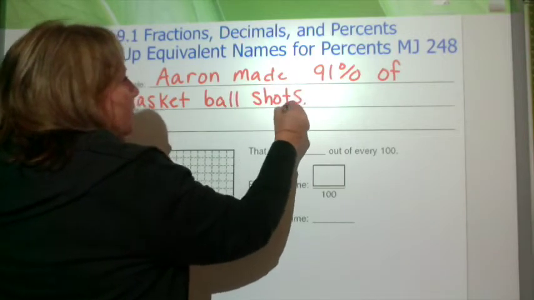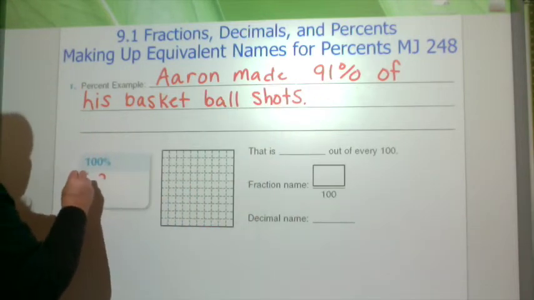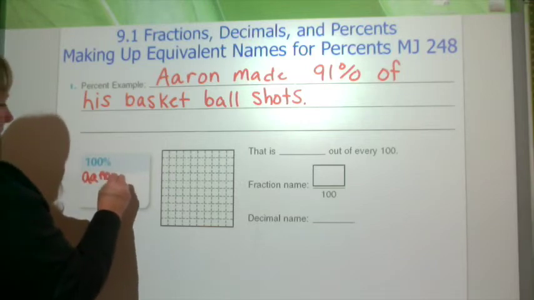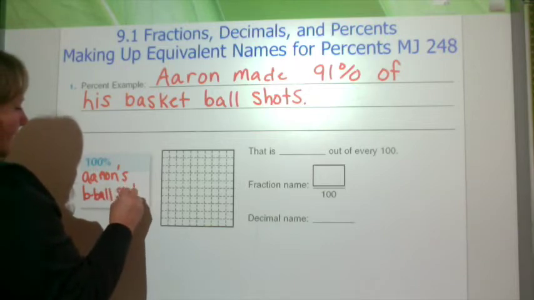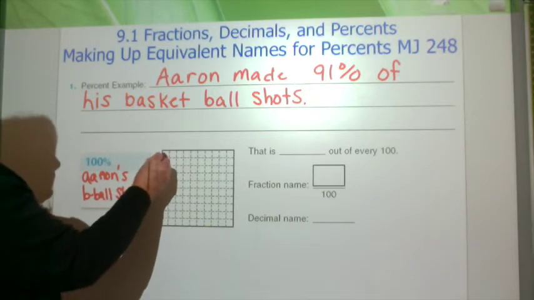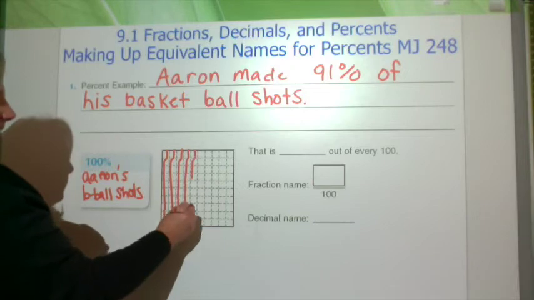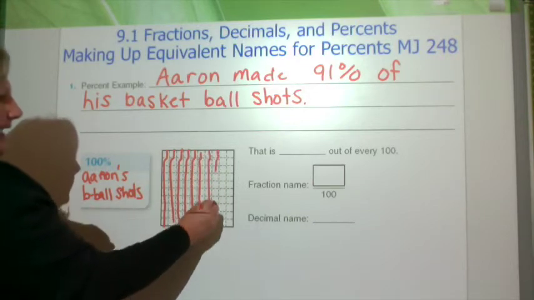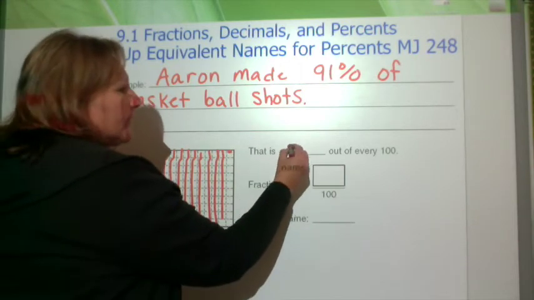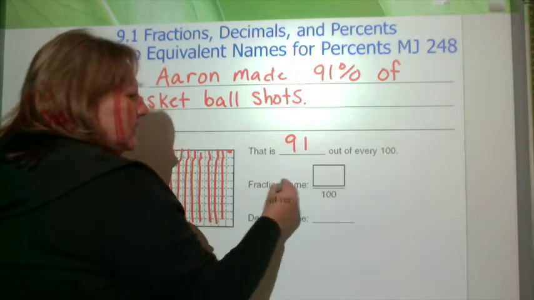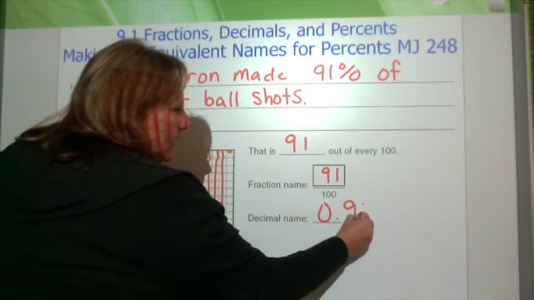Okay, being that we are working with 100, this is super easy. 91%, Aaron's b-ball shots. Go ahead and shade in 91 of them. Each of these is worth 10, so 10, 20, 30, 40, 50, 60, 70, 80, 90, 91. There's my ghostwriter right there. That means out of every 100, he made 91 of them. The fraction name is 91 out of 100, and the decimal is 0 and 91 hundredths.